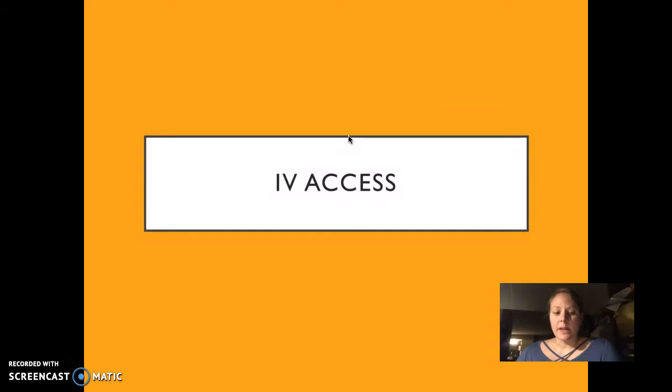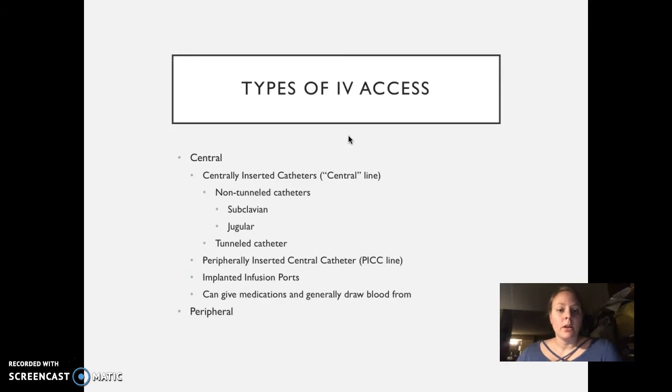Next, I want to talk about IV access. When I initially talked, we talked about peripheral access and central line access. So central line, I'm sure several of you have seen different kinds of central lines. Not only is it the one either in the subclavian or the jugular, but you can have a PICC line. A PICC line is a central line. It's just a peripherally inserted central catheter.